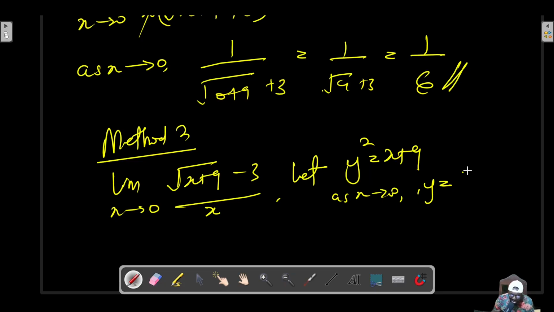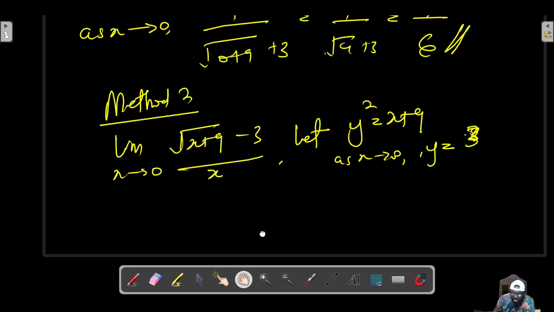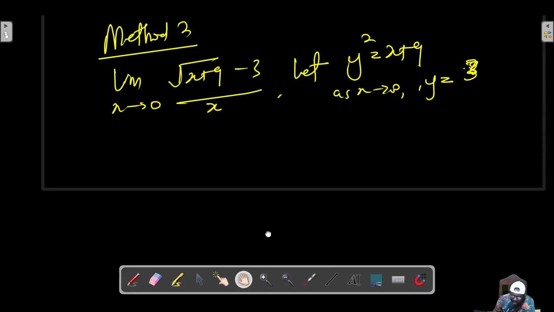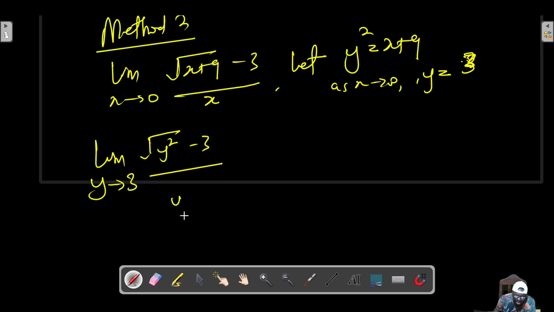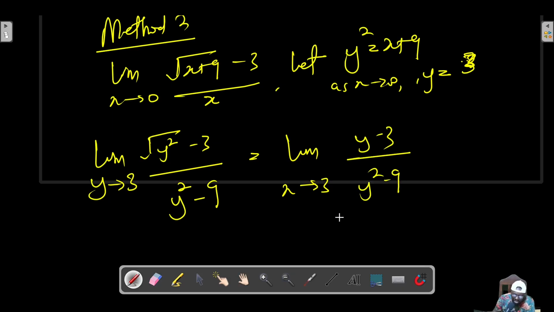It's actually plus or minus 3, but then we take the positive root. We are not doing one-sided limits here; we talk about one-sided limits in some other lecture. We take the positive root now. So we can say the limit as y approaches 3, that is the root of y squared minus 3. What is x? x here will be y squared minus 9. Then we can say the limit as x approaches 3 of y minus 3 divided by y squared minus 9.